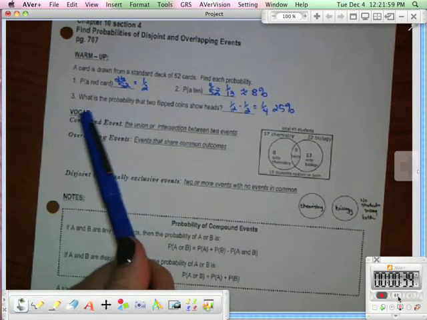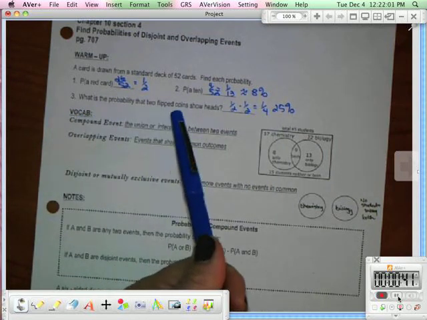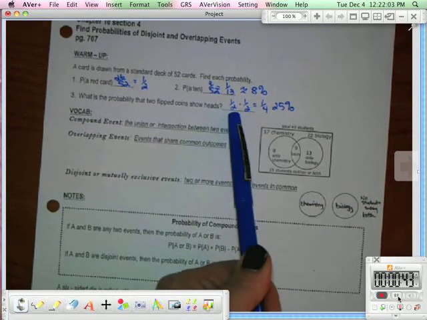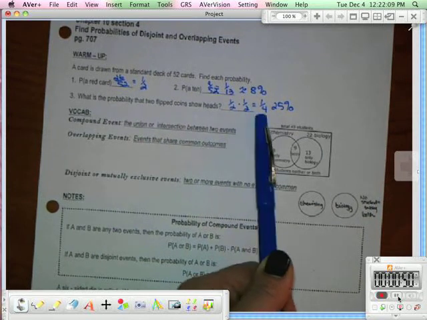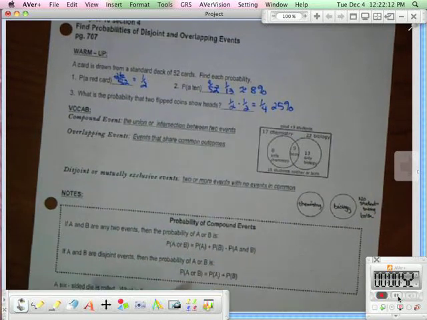What's the probability that 2 flipped coins show heads? Well, for the first flip you have a 1 out of 2 chance, and for the second flip you have a 1 out of 2 chance. You multiply those together, you get 1/4 or 25% chance.